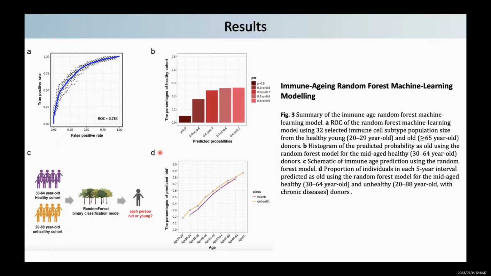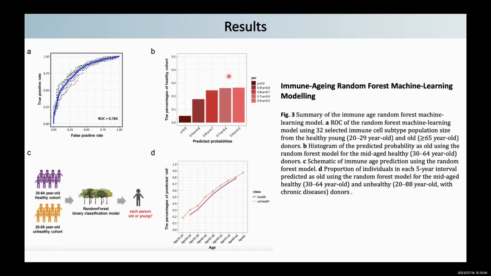So we then used a random forest machine learning model. We use our immune parameters to predict age. As you can see, the R right now is 78.4%. Indeed, we used 5 different batches of the data. As you can see, the correlation rate is more than 70%.